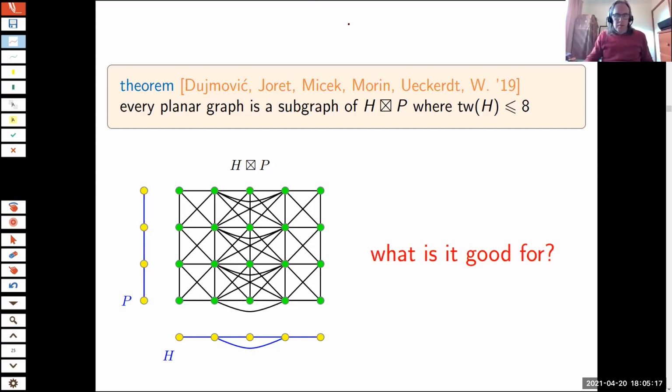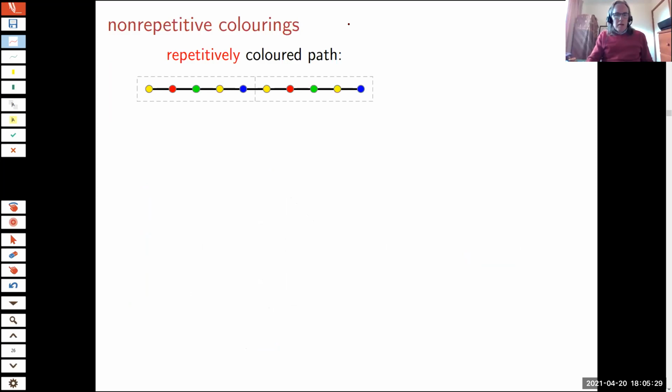Okay, so what is it good for? Well, it turns out this is good for lots of things. And I want to describe one application of this theorem. And the application is to a topic that I really like. It's called non-repetitive graph coloring. This is the topic that's at the intersection of the combinatorics of words and graph coloring.